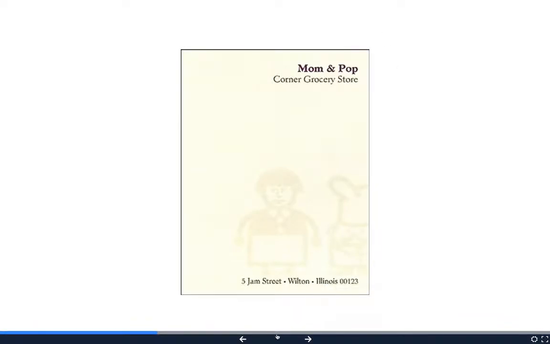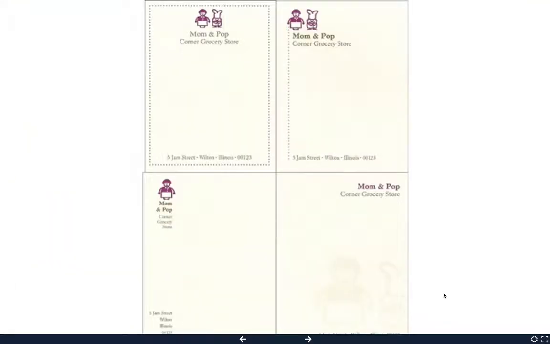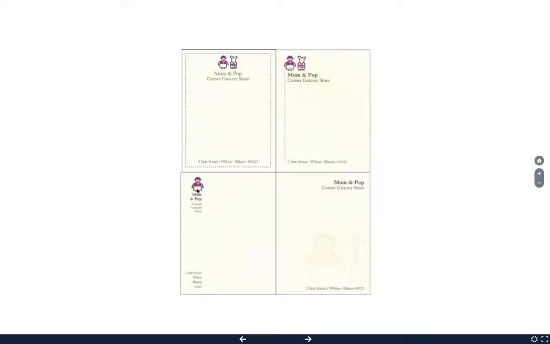Okay, so we have 4 looks for the mom and pop corner grocery store letterhead. Which do you prefer? If it were me, I would choose this one, followed by this one. Not a big fan of that border. Looks elementary to me. Okay, moving on.